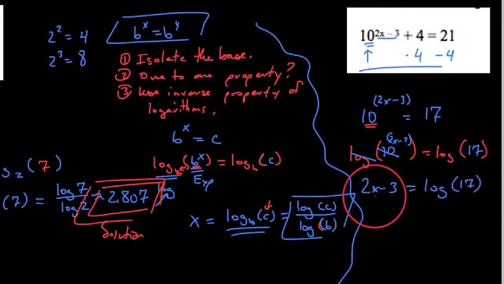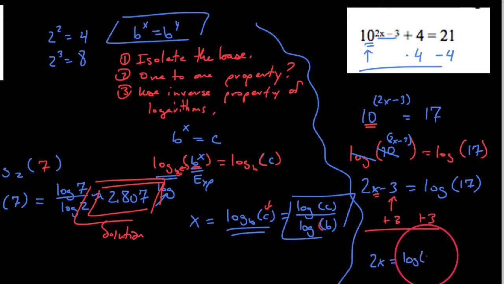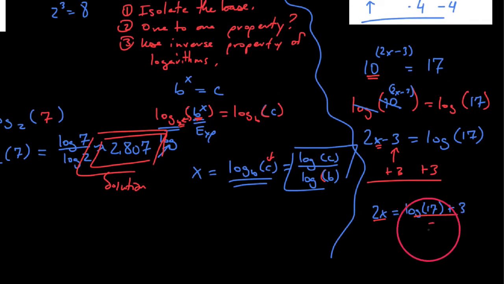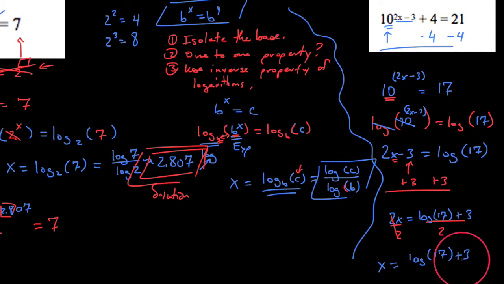So to finish this off, this is just now an algebraic equation. You've now got your x down on the ground level here. If I add 3 to both sides, I end up with 2 times x is equal to log base 10 of 17 plus 3, and then we're going to divide everything by 2. So the idea here is that our equation has one solution, and it is this solution right here.